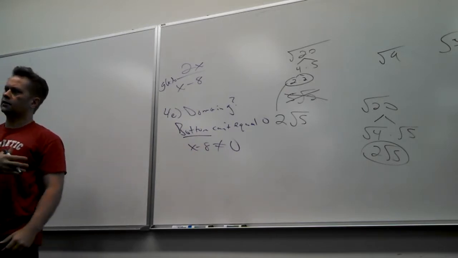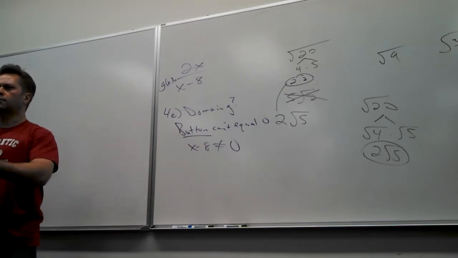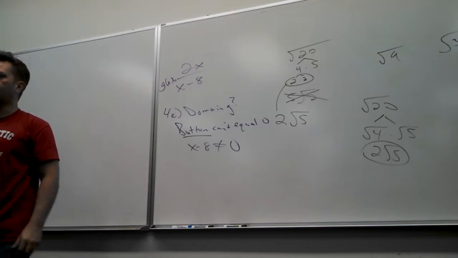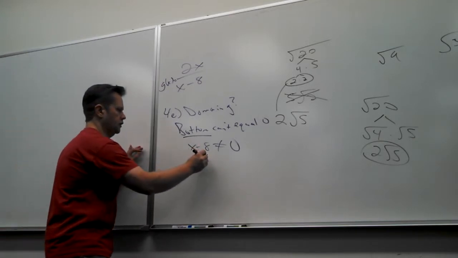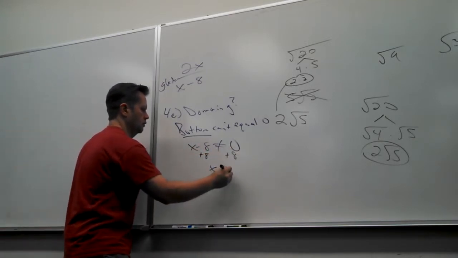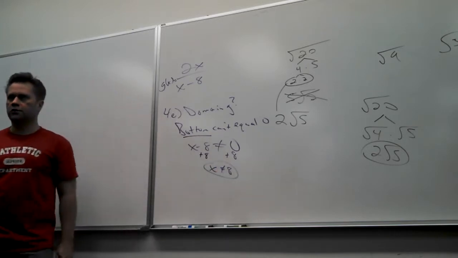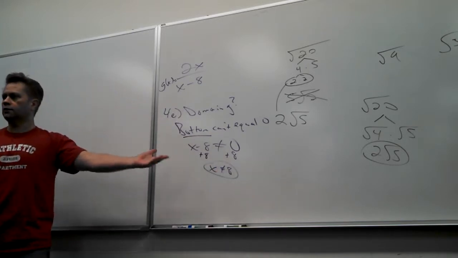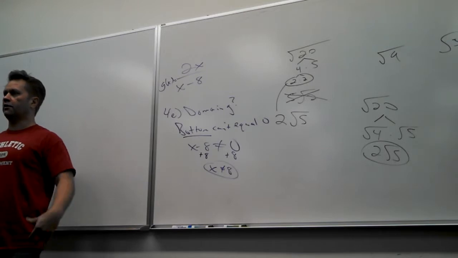Now solve that, and that's your domain. Your domain is everything except that. That's the number that would make the bottom 0, and you can't let that happen. So if you solve this, all real numbers except 8, or I would take that too. That's basically what that says. X can't be 8, so that means x can be everything else.